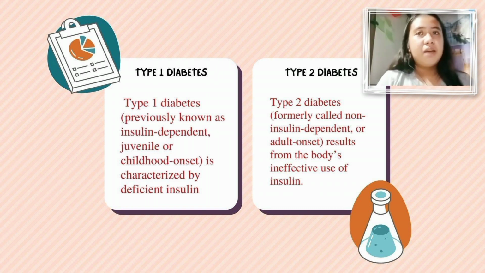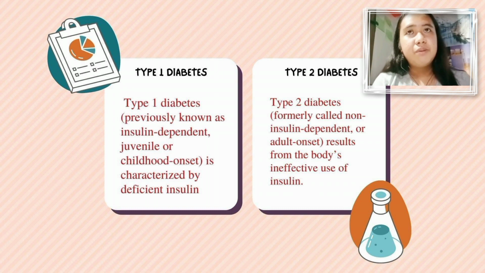The next one is type 2 diabetes, formerly called non-insulin dependent, which results from the body's ineffective use of insulin. More than 95% of people with diabetes have type 2 diabetes. It's sometimes the result of excess body weight and physical inactivity. Symptoms are somewhat similar to those of type 1 but often less marked, so the disease may be diagnosed only when complications have already shown. This type of diabetes now also occurs frequently in children, not only in adults.